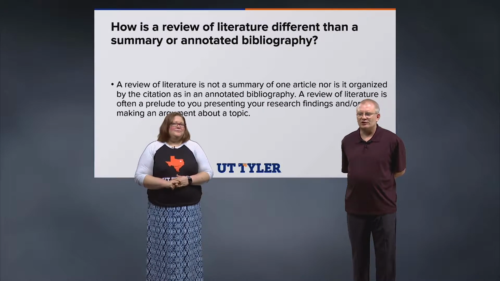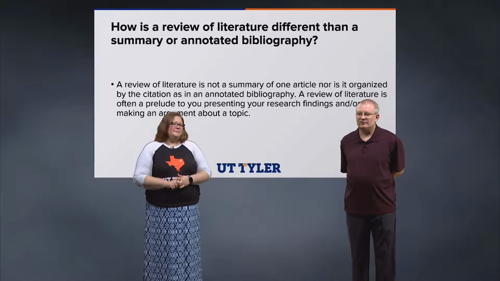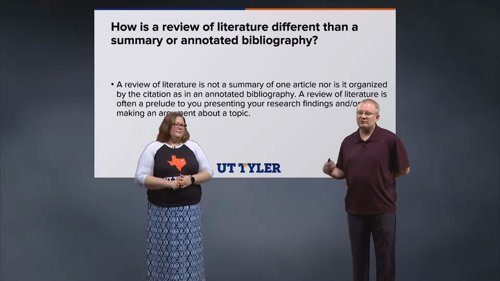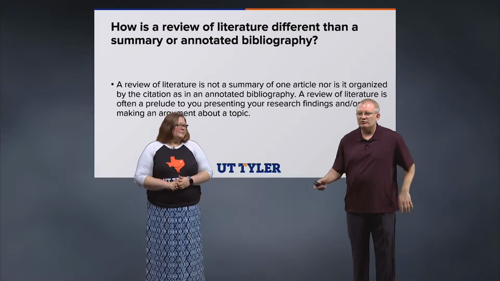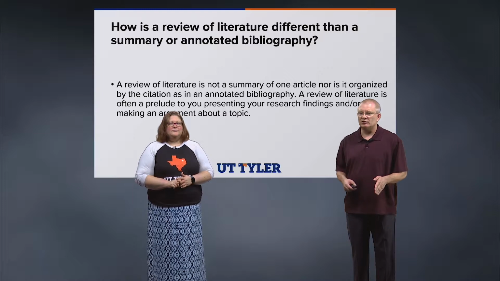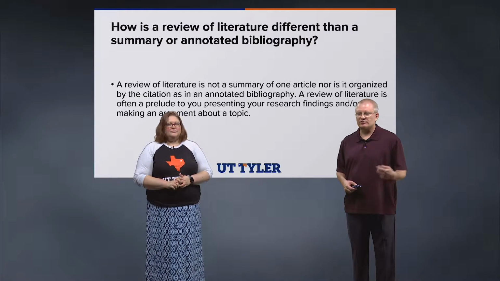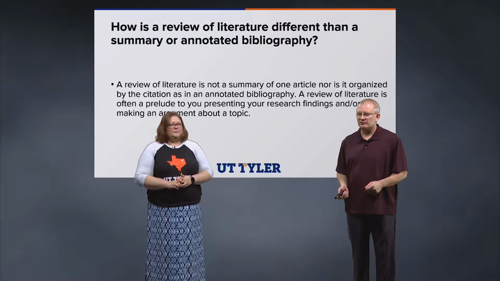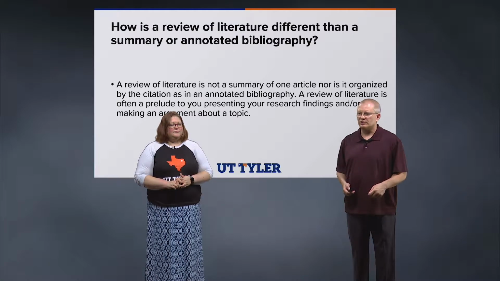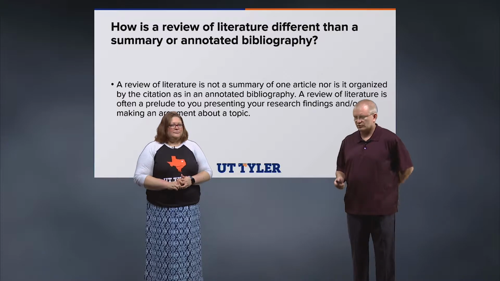The review of literature is different from a summary-oriented bit because it actually generally leads somewhere. You're using that information in the review of literature to establish where you're going to go in your paper. Whereas a summary is often standalone and an annotated bib is often standalone, review of literature, again, is a prelude to you making your argument.